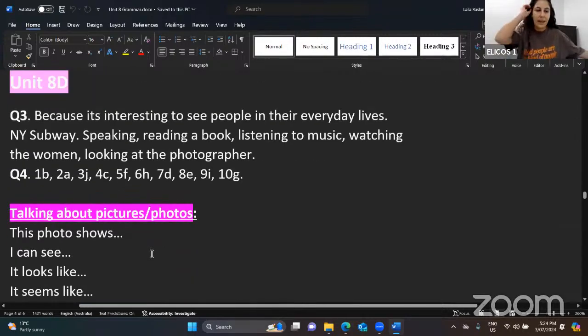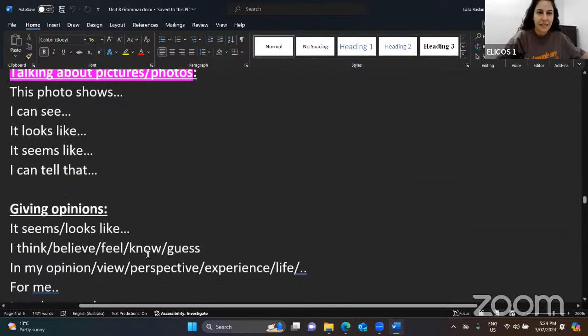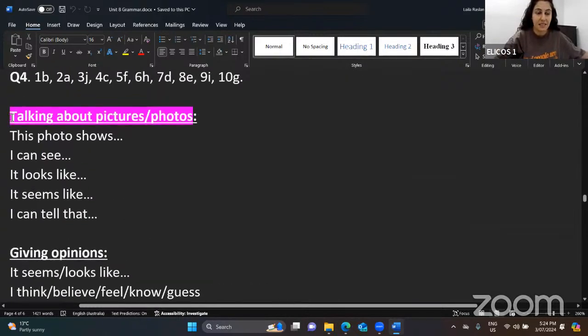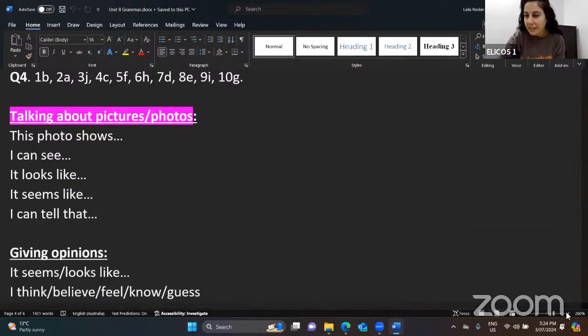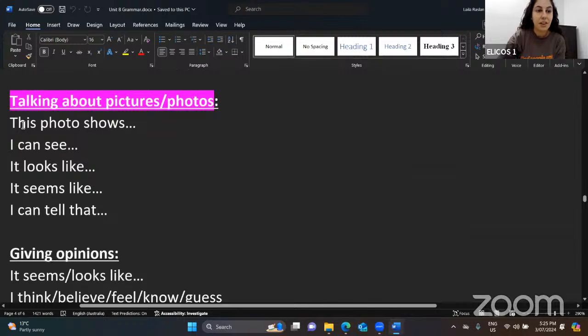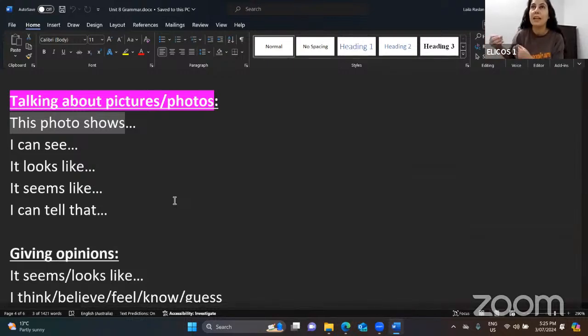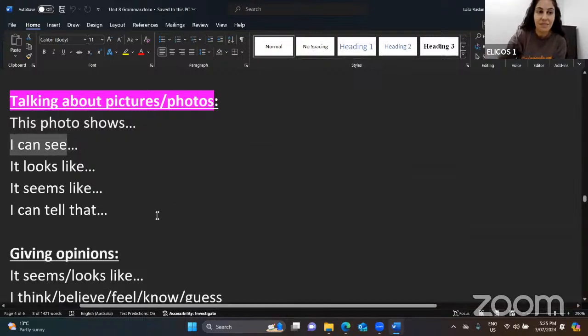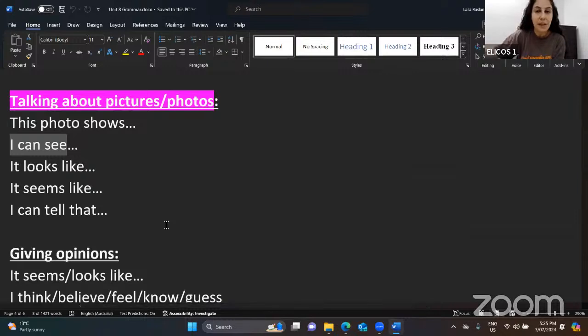Okay, so we're here talking about photos and pictures. Like I said, maybe it's a painting, not just a photo. So when you're looking at the picture and you're showing someone, you can say to them, this photo shows. Pretty simple. This picture shows, this photo shows, and then whatever it shows. So what can you see in that picture? You can say, I can see. I can see in this picture that there are some people, there's a lot of nature, whatever.